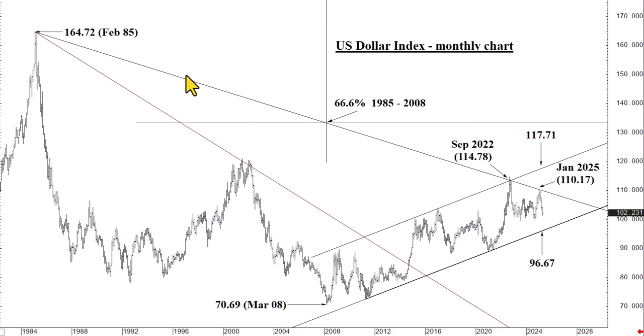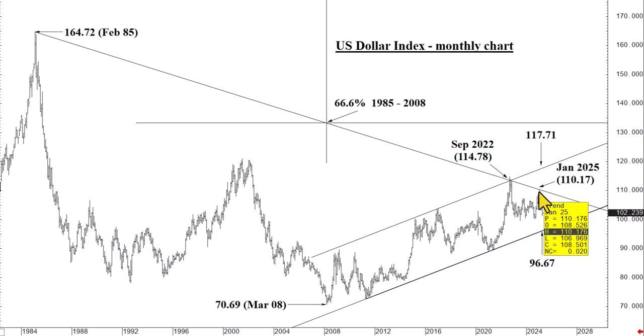And you can see how the two-thirds speed line then held beautifully, along with the convergent channel top, in September of '22. The market fell away. We actually retraced back to the long-term speed line in January, held again, fell away. And so here we are. Are we going to test 96.67? I think we are. This is just a hunch. I don't have a clear indication of it.